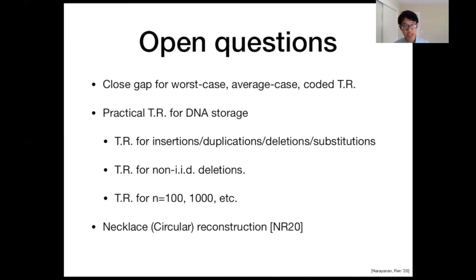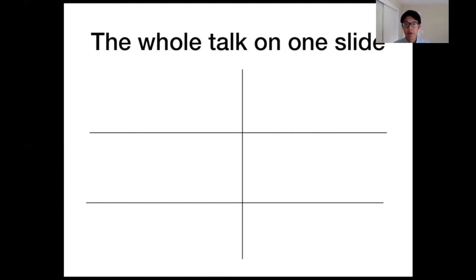There was also this question asked by Wesley Pegden about necklace reconstruction or circular reconstruction. And in this setting, your traces not only have deletions, but are also randomly cyclically shifted. And you want to recover your unknown string up to a cyclic shift.